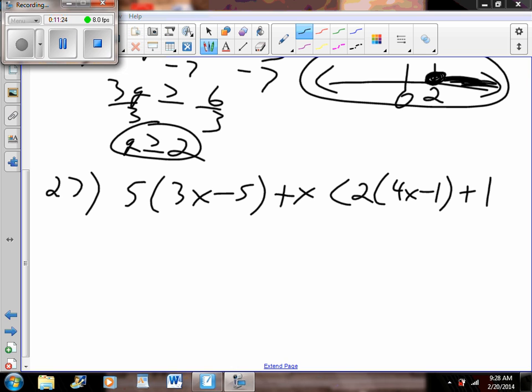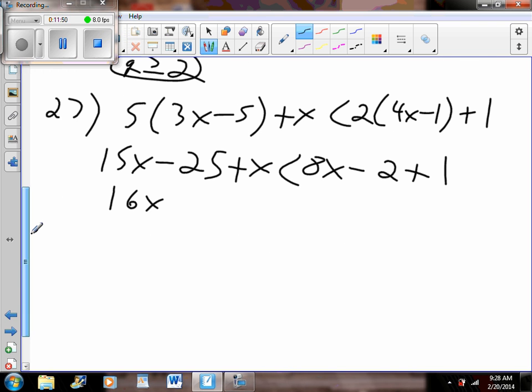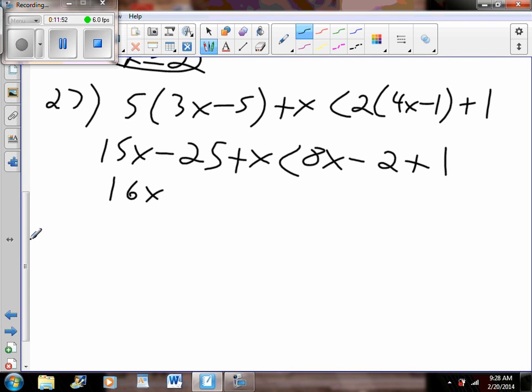All right, so let's clear the parentheses first. 15x minus 25 plus x. 8x minus 2 plus 1. Okay? You missed that part, the rest doesn't matter, it won't be right. 15x plus x is 16x. Some of y'all were adding and subtracting terms from both sides in a kind of a dizzying array of steps that was kind of hard to keep up with.